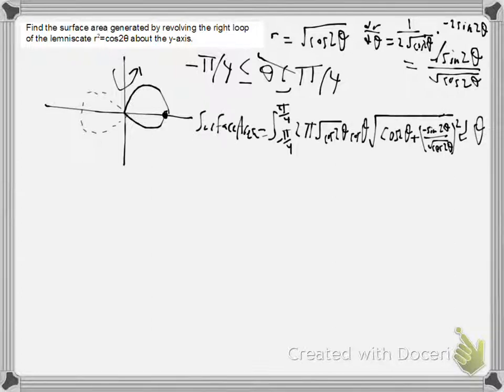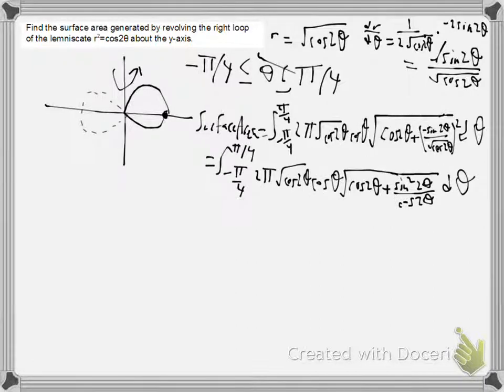Substituting all of our formulas into the formula, we get the surface area equals the integral from negative pi over 4 to pi over 4 of 2 pi times the square root of cosine of 2 theta times cosine of theta times the square root of cosine of 2 theta plus the quantity negative sine of 2 theta over the square root of cosine 2 theta squared d theta.